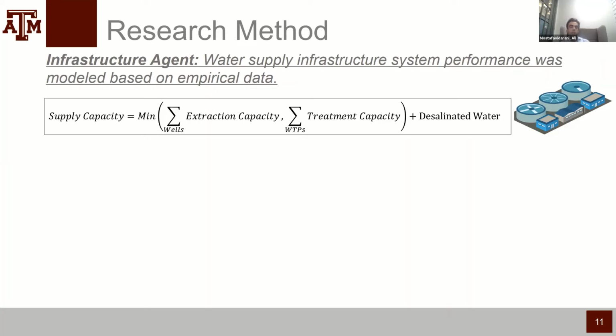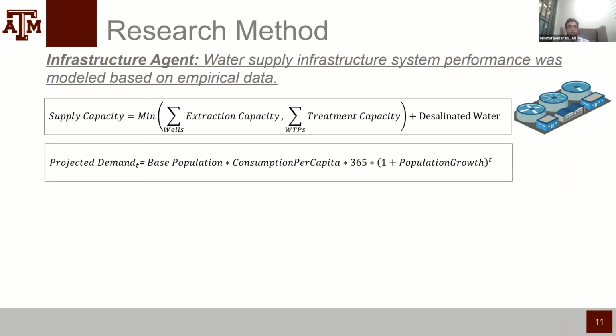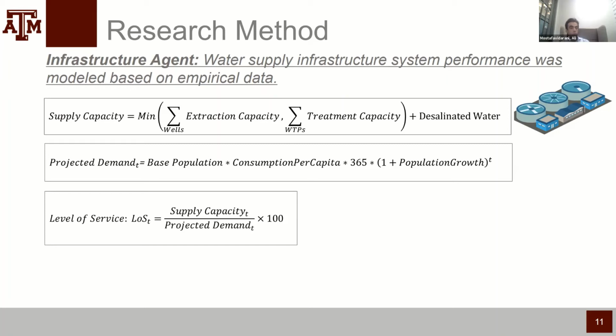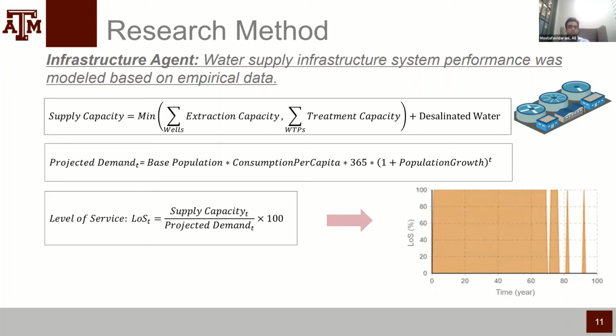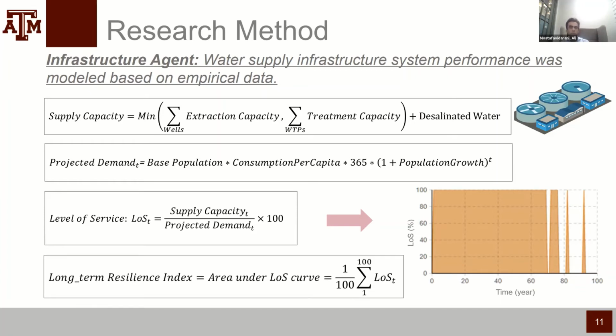In this case, the effect would be on the supply capacity of the water supply, which would be the summation of the water they extract from the groundwater, plus the treatment capacity of the existing facility, plus any desalinated water that will be used in the system. The projected demand is based on the base population and consumption per capita, plus the population growth expected in the region. The metric of interest for the performance of the system, as I mentioned, is the supply capacity over projected demand. Based on that, we can simulate 100 years and see instances where the system is not capable of providing 100% capacity for the demand, and evaluate the results of the decision.